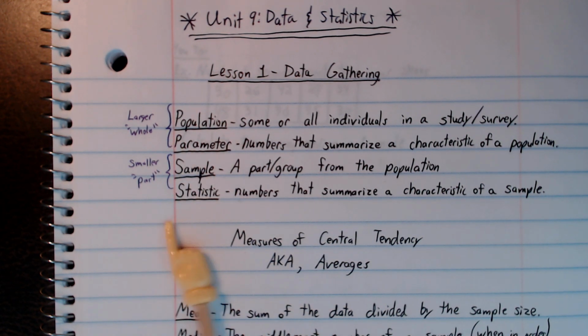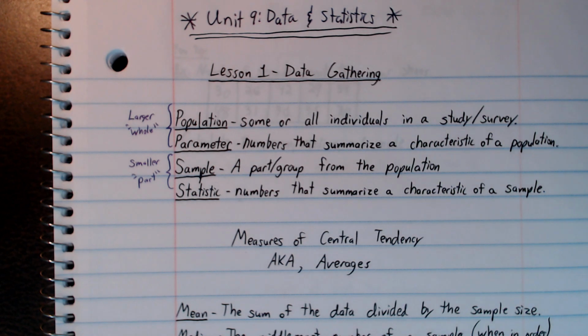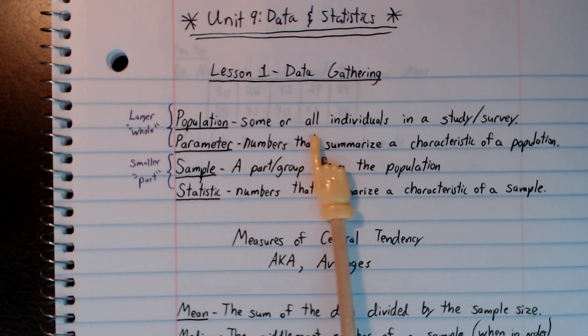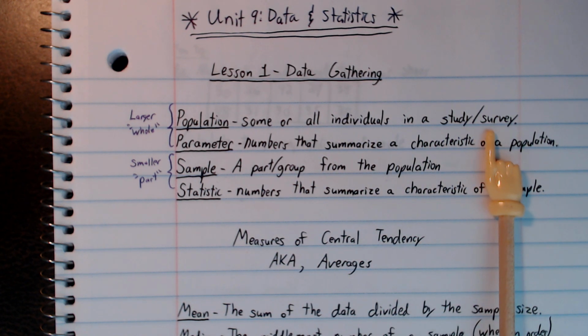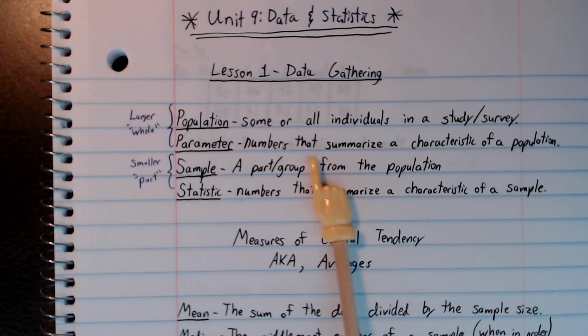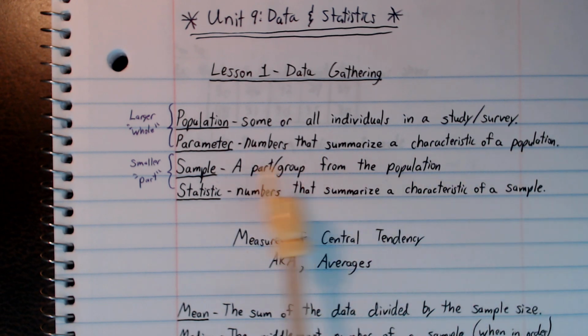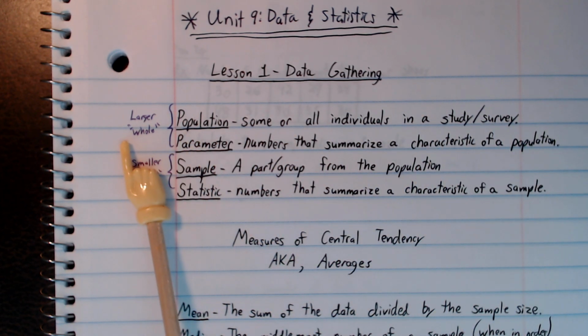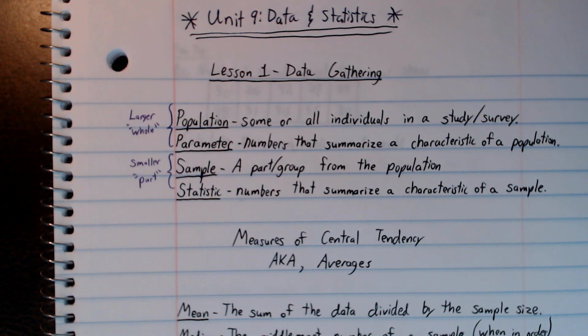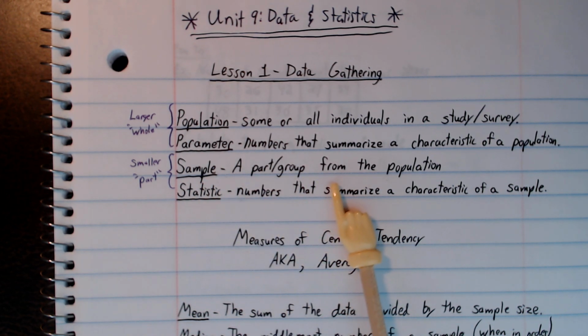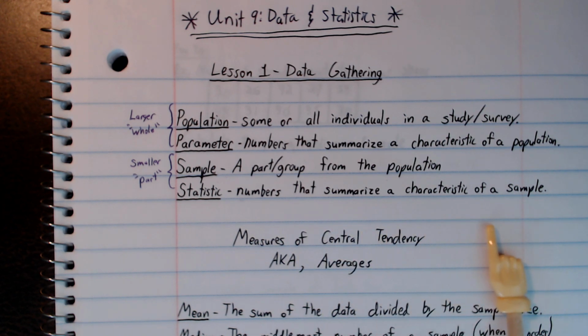So we've got a couple of definitions here. Copy them down and then resume when you're ready to go over these. You've got population, some or all individuals in a study or survey, and a parameter, which would be the numbers that summarize a characteristic of the population. So when we're talking about these two things together, we're talking about the larger or the whole group. Your population would be everybody, and your parameters would be the numbers talking about everybody, versus a sample, which is a part or a group from the population, and the statistic, which are numbers that summarize characteristics of a sample.